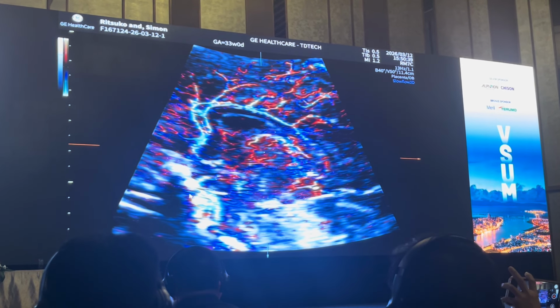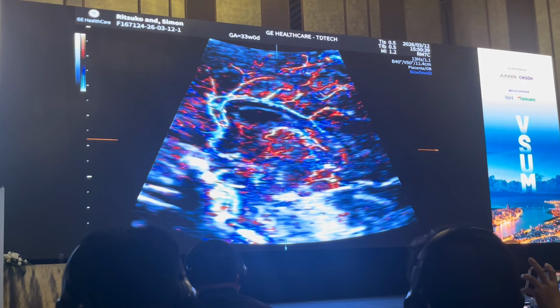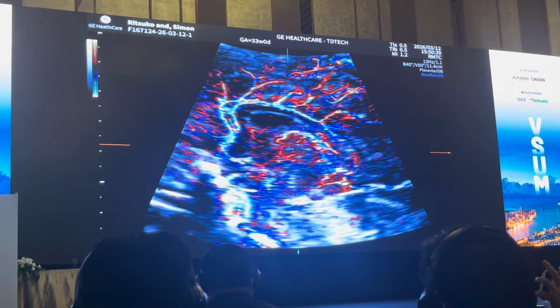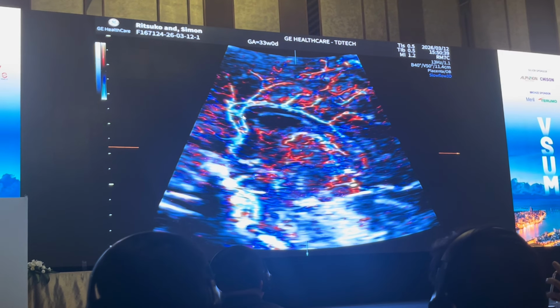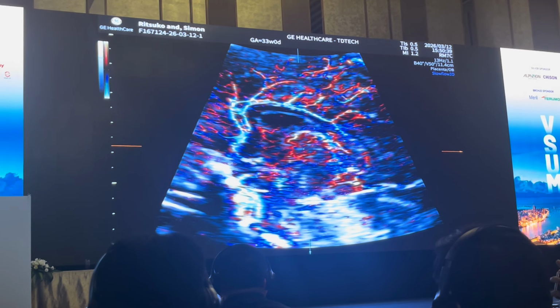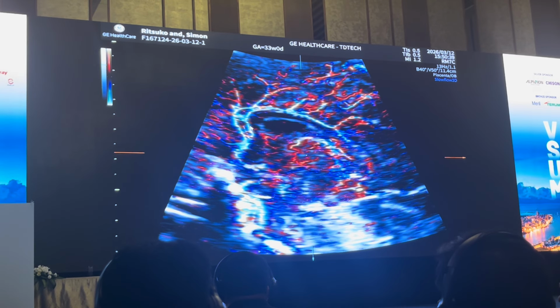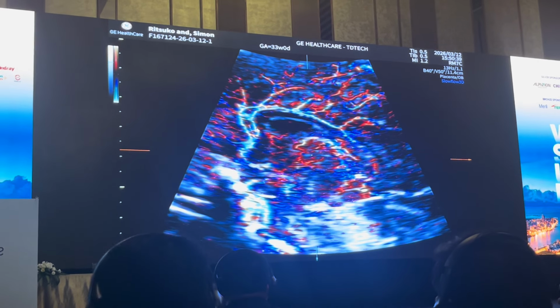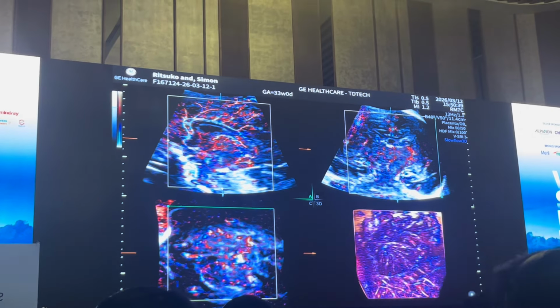You can see the two vessels here, and then this one is the pericallosal artery. It is seen from 14 to 15 weeks of gestation, and sometimes you can see it at 12 weeks of gestation. There are two, but most people say that this one is the pericallosal artery, but I think the inner one is the pericallosal artery.